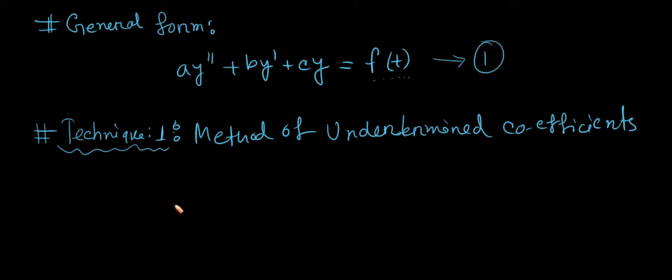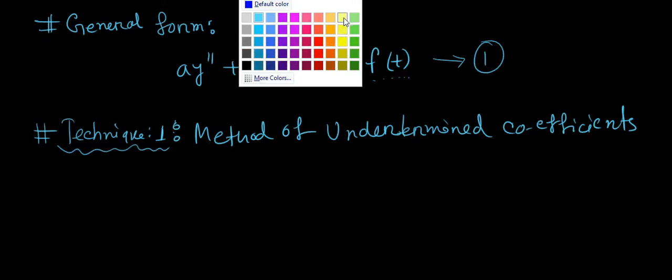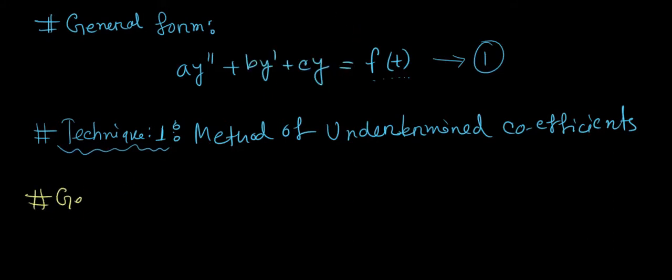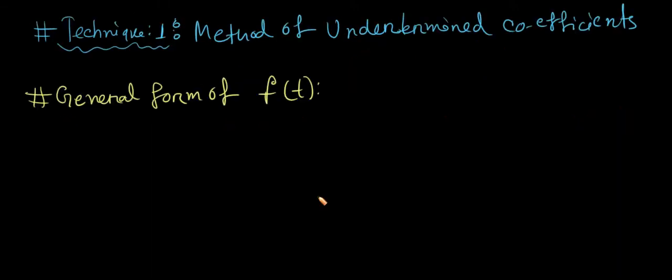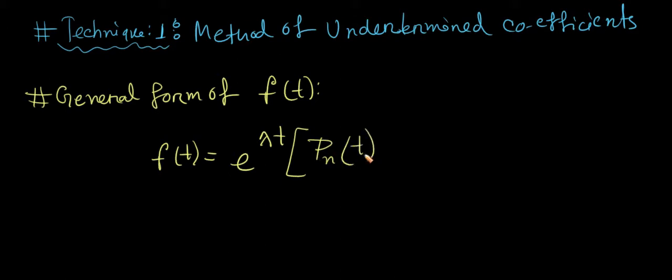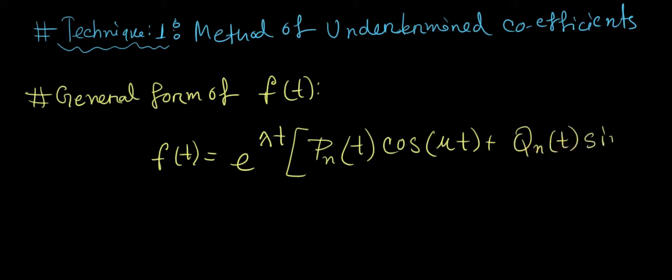Before we dive into the examples, we need to notice something first. Our f of t can have the following general form. f of t can be written as e to the power lambda t, times some Pn, and I will explain what these terms are in a few seconds, times cosine mu t, plus Qn, which is also a function of the independent variable t, times sine mu t.